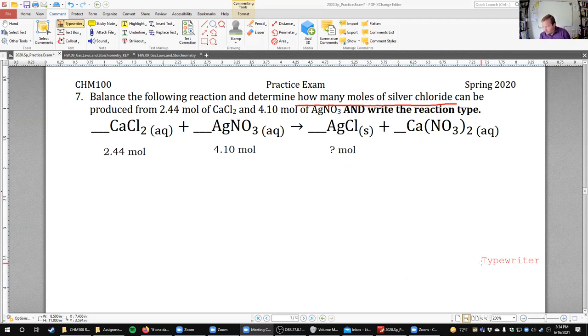So we want to start by balancing it. If we look at calcium and calcium, we're fine. If we look at chlorides, you've got two chlorides on the left, only one on the right. So we'll need to do two there. That means we have two silvers now, so we need a two there. And that takes care of the nitrates. So 1, 2, 2, 1, we're balanced.